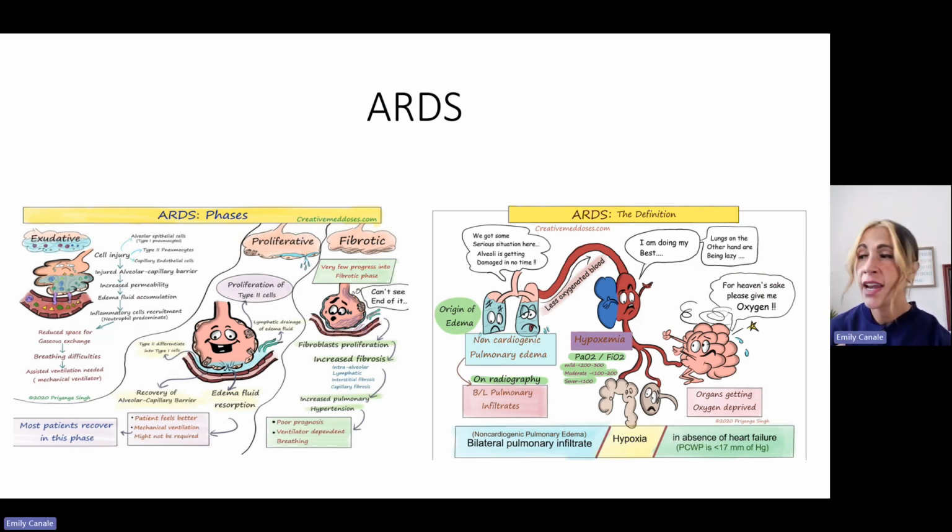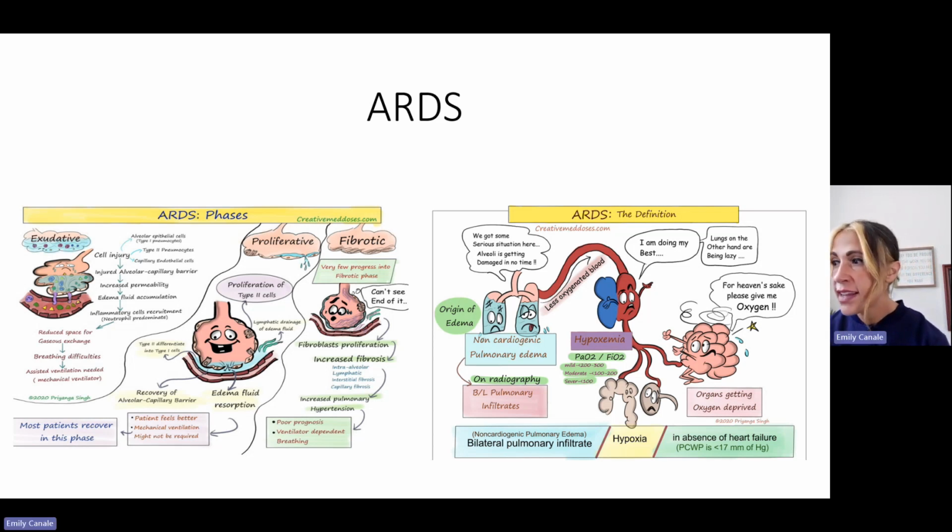ARDS is defined by an acute onset of less than 7 days. This is something that happens very quickly. And there is hypoxemia. There are also bilateral infiltrates on an x-ray, and we've ruled out cardiogenic pulmonary edema as the cause. So we're looking at diagnostics to diagnose them with ARDS, but we had to rule out other things first.